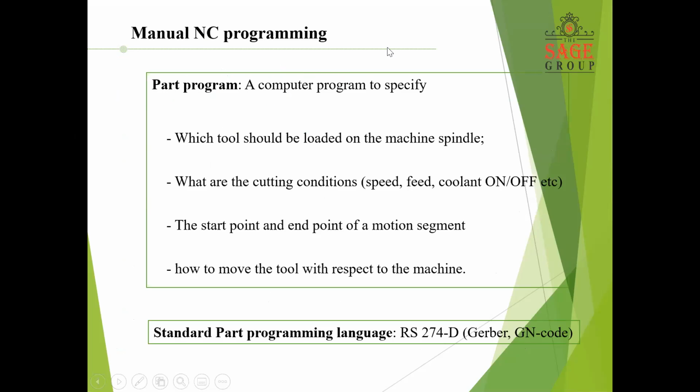Now manual. This is manual NC programming. जो मैनुअल करते हैं उसमें क्या होता है, कंप्यूटर प्रोग्राम स्पेसिफाई करना पड़ेगा. Tools should be loaded on the machine spindle. What are the cutting conditions? Speed, feed, coolant, start point and end point of motion segment, how to move, और ये so on and so forth.